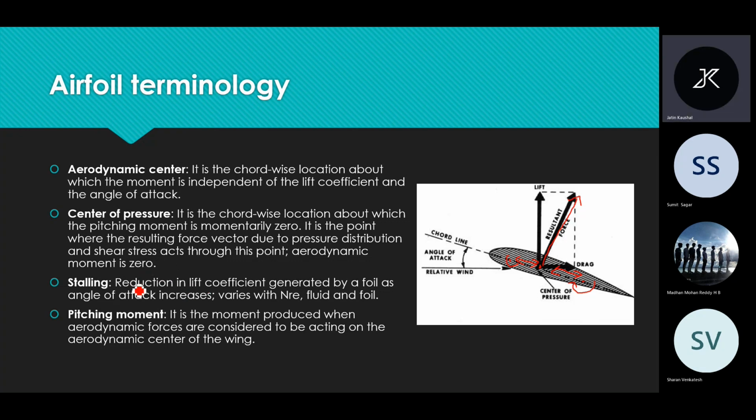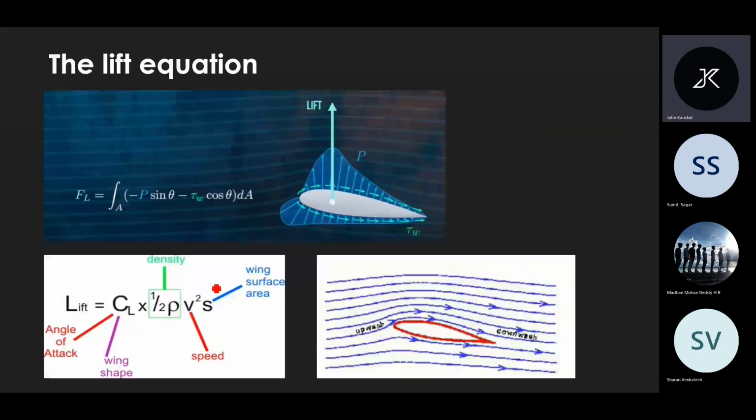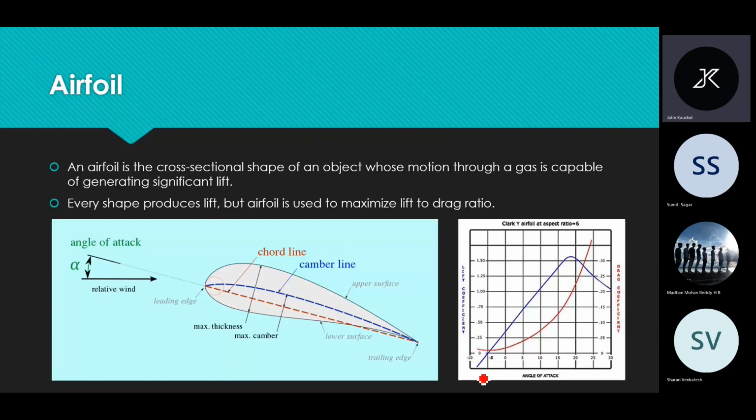And what is stalling? Stalling is the reduction in lift coefficient generated by a foil as the angle of attack increases. It varies with Reynolds number, fluid, and foil. I have included the graph that explains stalling.